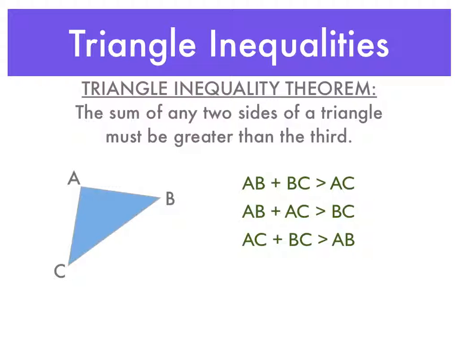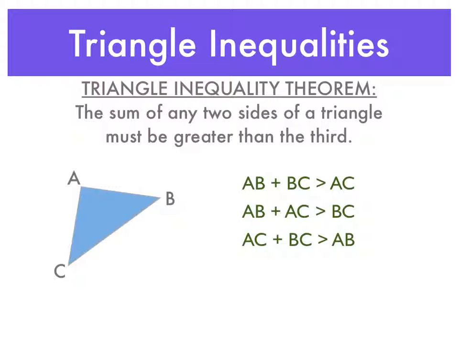So like here, 4 and 7, that adds up to be more than 10. 8 and 8 adds up to be more than 8. But look here, 3 and 4 does not add up to be more than 10. That's why that one doesn't work. Okay, and it's got to be greater than. It can't be exactly equal to. Got to be greater than.